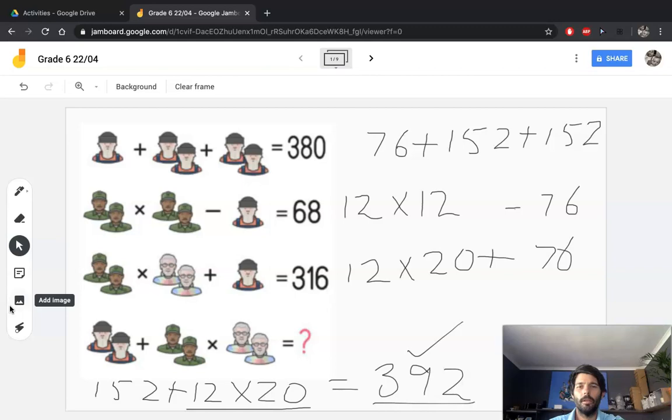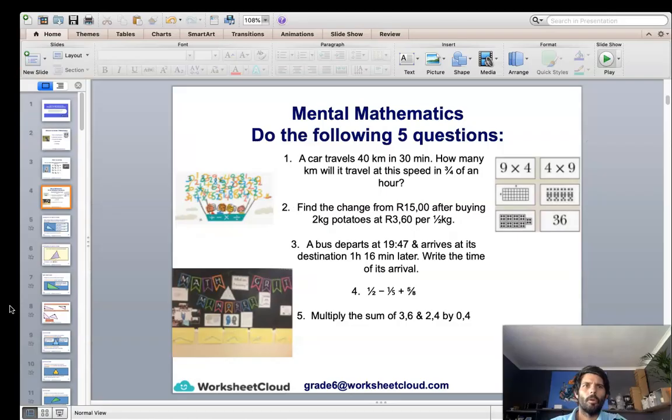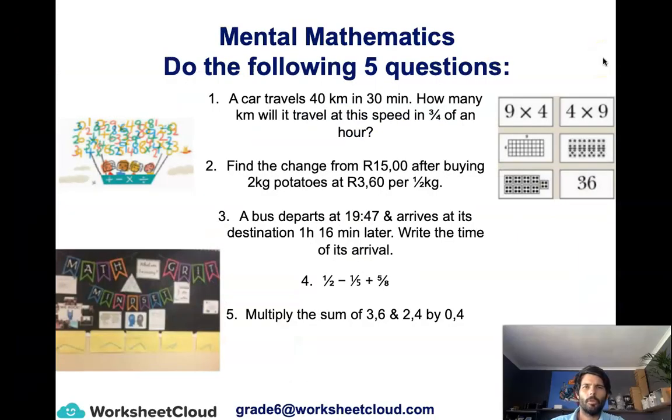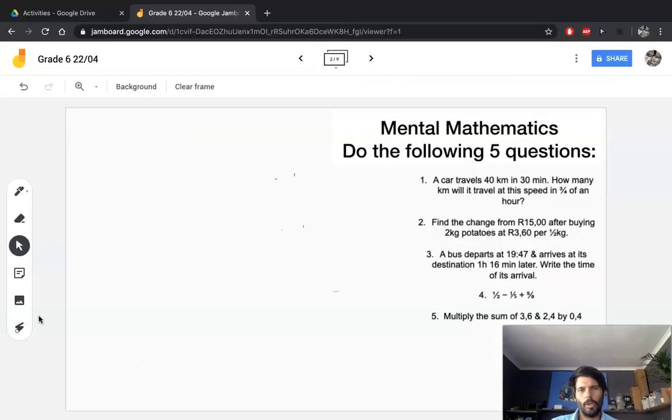I hope you guys are managing to deal with that. Okay, guys, here are your mental maths questions for today. As you can see, they're quite wordy, so read the question carefully, make sure you understand what I'm looking for. Off you go. Okay, guys, so question number 1 says a car travels 40 kilometers in 30 minutes. How many kilometers will it travel at this speed in 3/4 of an hour?